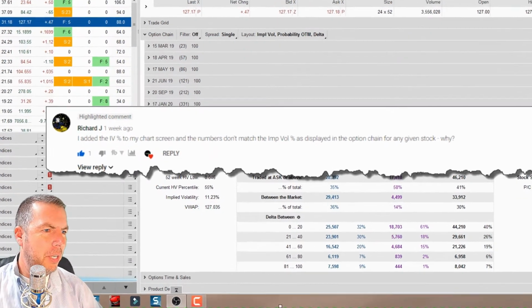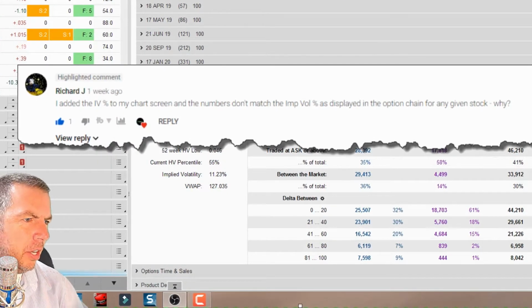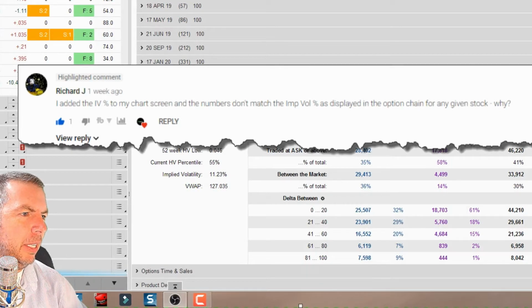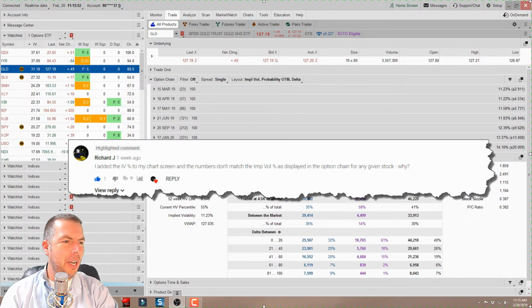Richard asks, I added the IV percentile to my chart, and the numbers don't match the implied volatility percentile as displayed in the options chain for any given stock. Why? That's an awesome question, and I want to talk about that today. So let's jump right in, you guys.